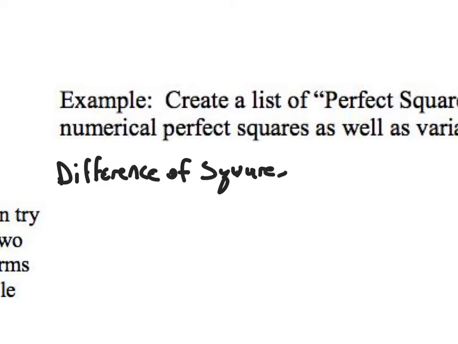If I'm talking about the difference of squares, let's think about something like this. Let's multiply some things out. Let's do some foiling real quick. So I've got x plus 5, and then x minus 5. Let's keep it simple here. Now, let's multiply this all out. I'm just going to FOIL it first.